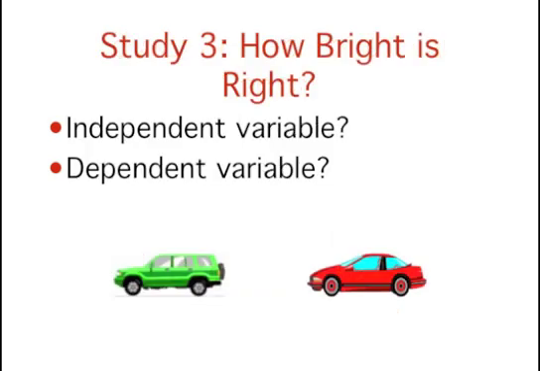Example number 3. How bright is right? An automobile manufacturer wants to know how bright brake lights should be to minimize the time required for the driver of a following car to brake. What is the independent variable? And what is the dependent variable? This is a more difficult example because fewer details are provided, giving you fewer clues.